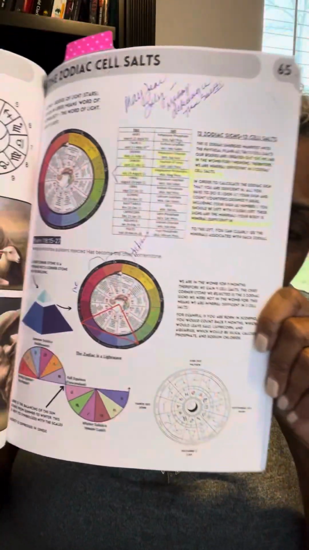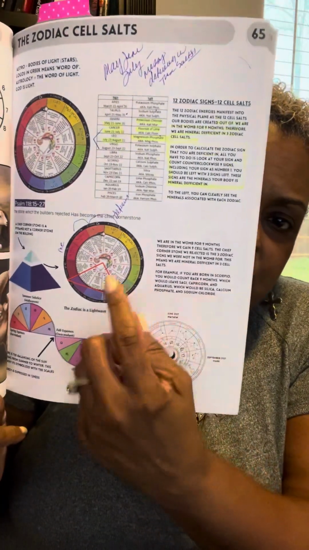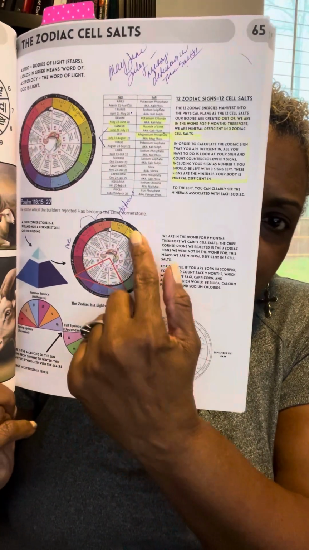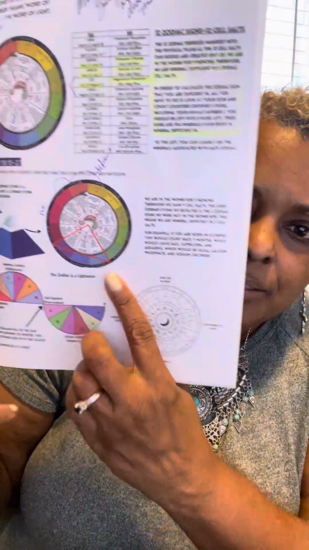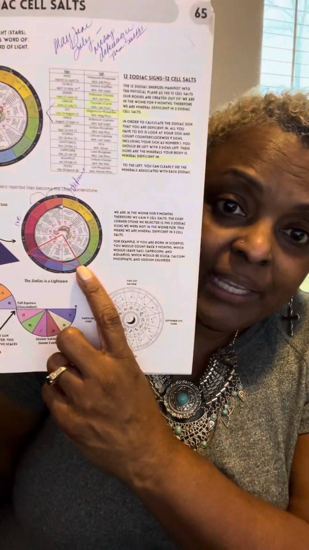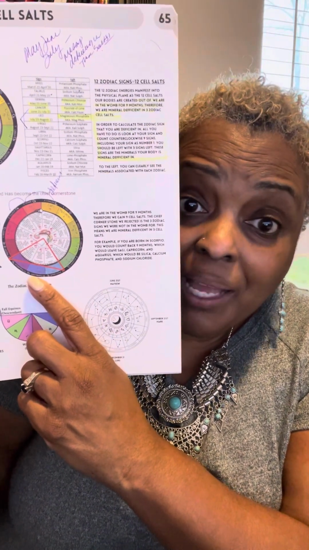I did show this in a previous video, but I just wanted to hold it up. This is the chart. It explains what it is. Here are the periodic elements that correlate to your birth date or birth sign. And then you want to count clockwise backwards. The three months that you're deficient in will be the three months that you didn't cook in the oven, or the bun in the oven, if that makes sense.